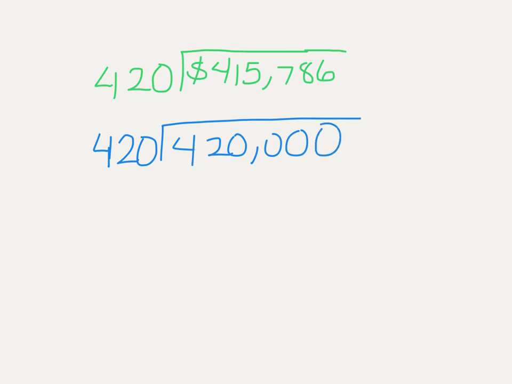In my head I can compute that 420,000 divided by 420 is 1,000. So my answer is about 1,000 times is how many times that goes into there.